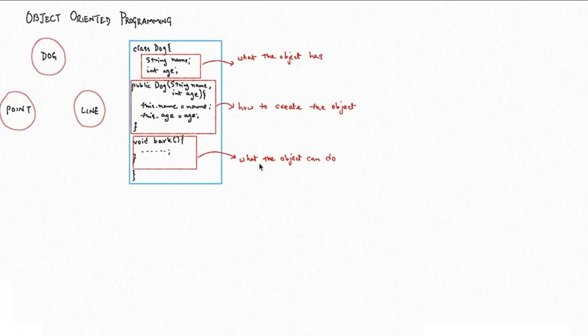So this is how we create an object. At first, we write a class. We have a part where we specify what the object has, then we specify how the object is created, and then we specify what the object can do. And once we have the class, we can create objects from this class. That is what we've learned up till now. We've learned how to create objects.